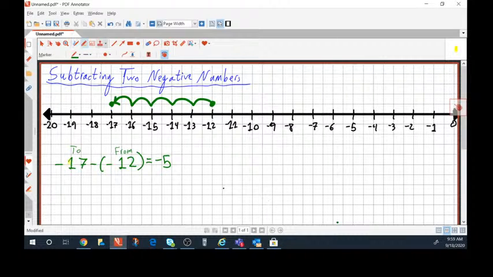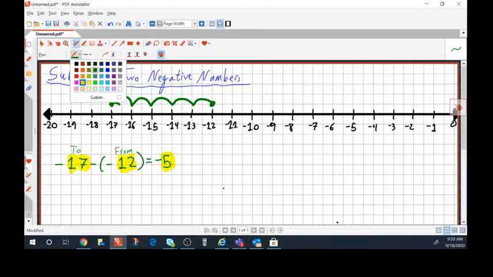So take a moment to think about this. The 17 and the 12 came together to make a 5. Did that feel like addition or did that feel like subtraction? It felt like subtraction, and the result was negative, but I'm going to tell you right now, the result's not always negative when you subtract two negative numbers. So how do we tell if it's going to be negative or positive? Well, let's do another one, and I think that'll help illustrate it.